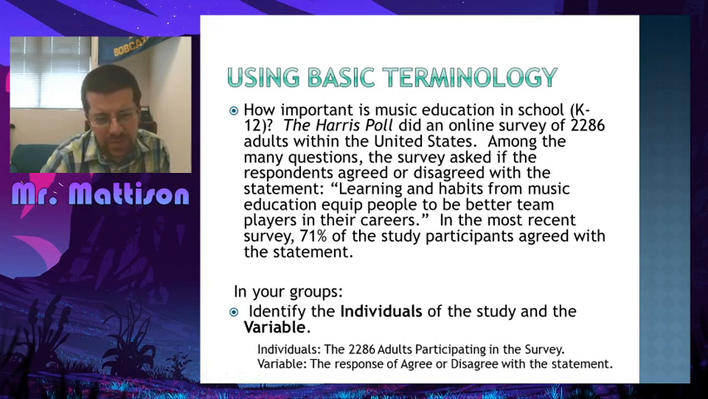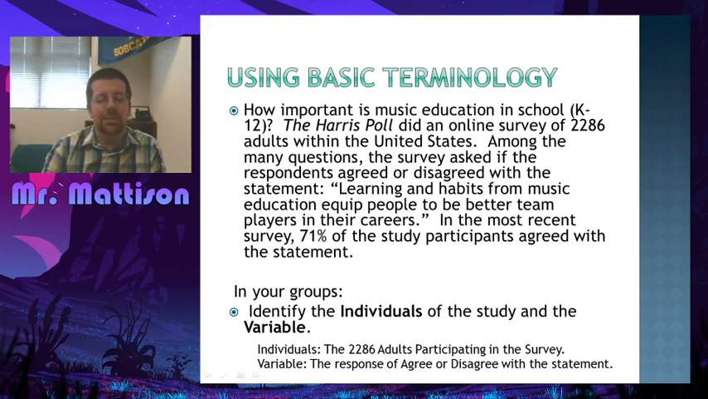Right? So the individuals here are going to be the adults that were surveyed. It's all 2,286 of the adults in the actual survey. The variable, which is the answer we are getting, it's that actual response, the agree or disagree response to the survey, and that's typically what the variable is going to be.